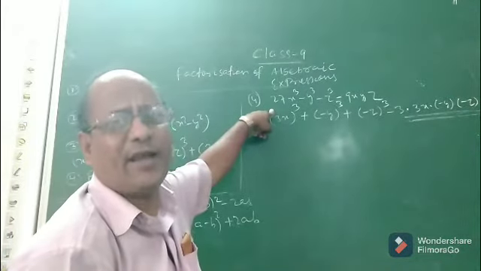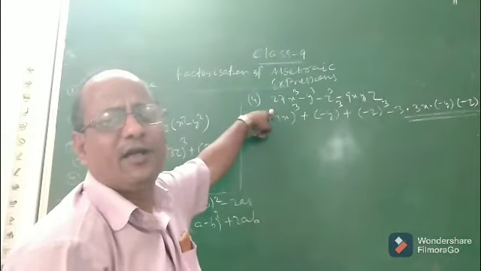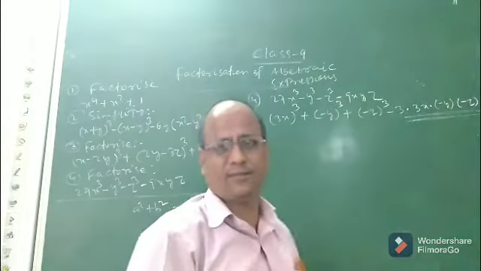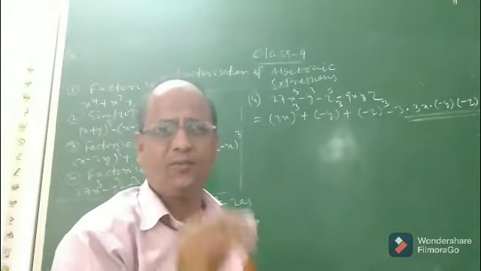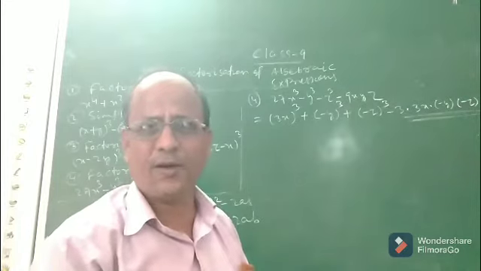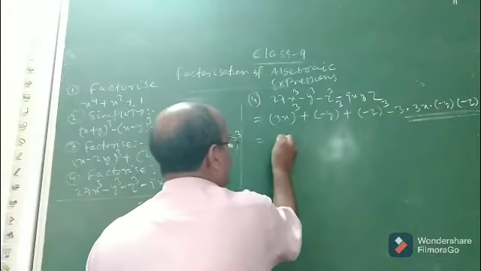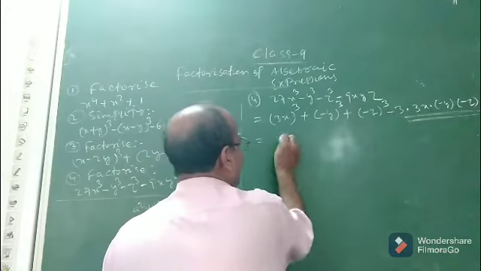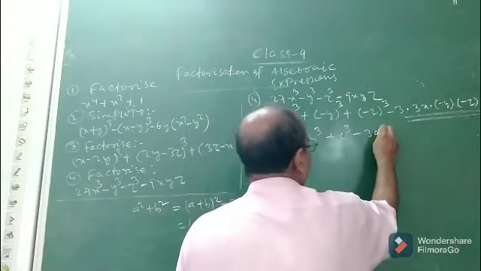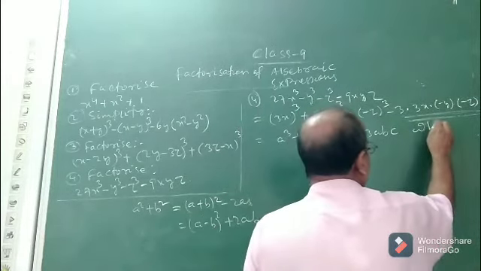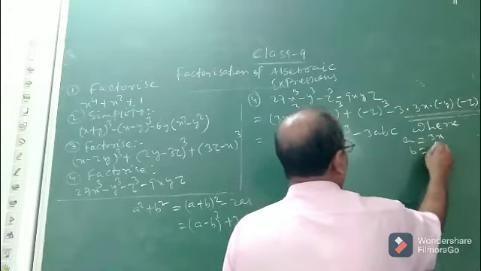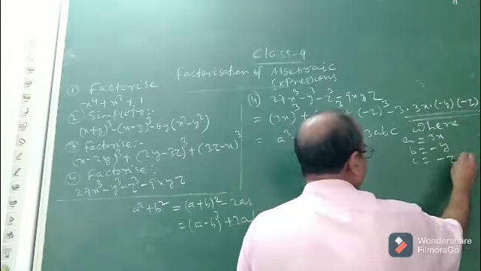That means the given expression is in the form of which identity? It is in the form of a cube plus b cube plus c cube minus 3abc. And you know what is the formula for a cube plus b cube plus c cube minus 3abc in order to factorize? What is the formula I am writing here? Where a equal to 3x, b equal to minus y and c equal to minus z.